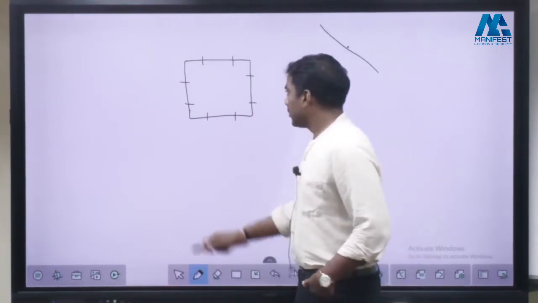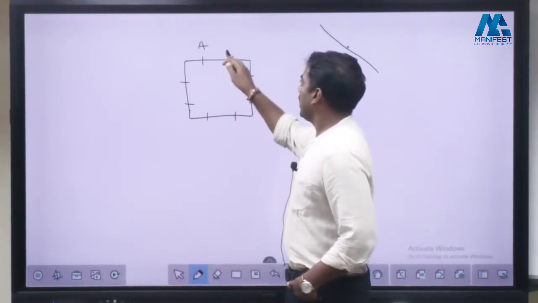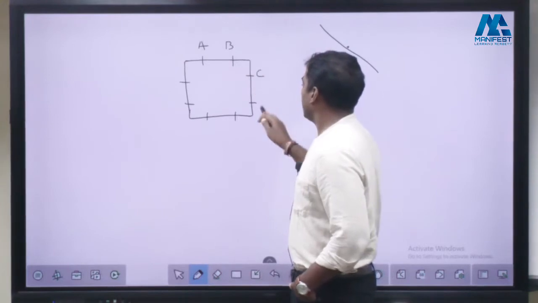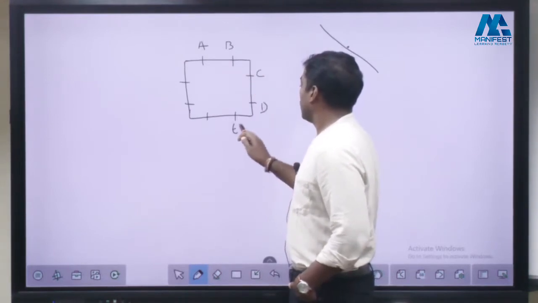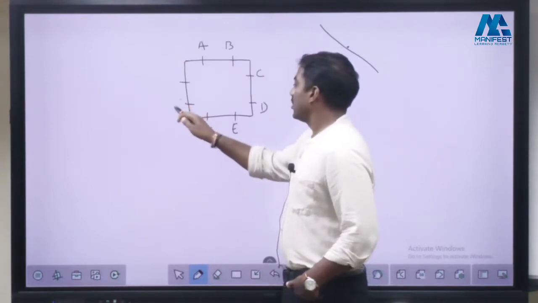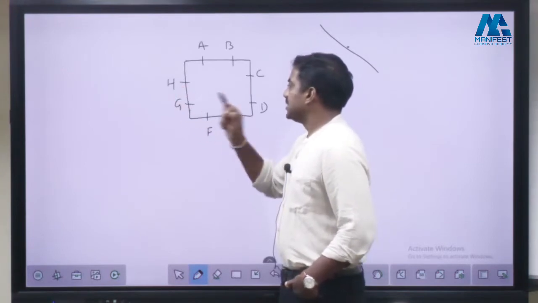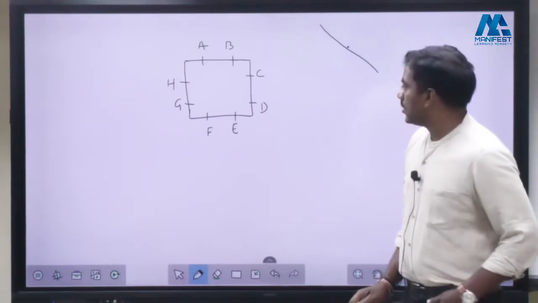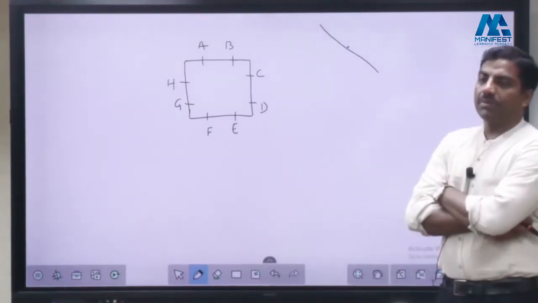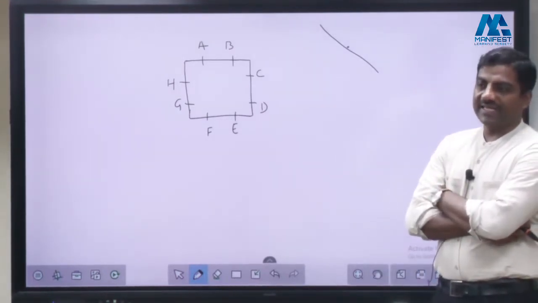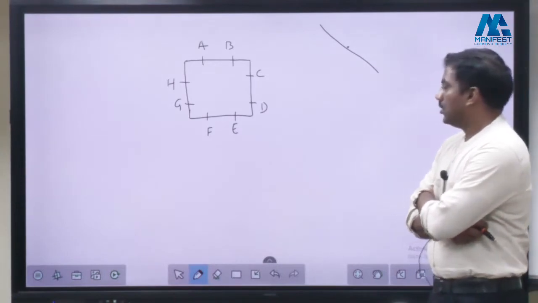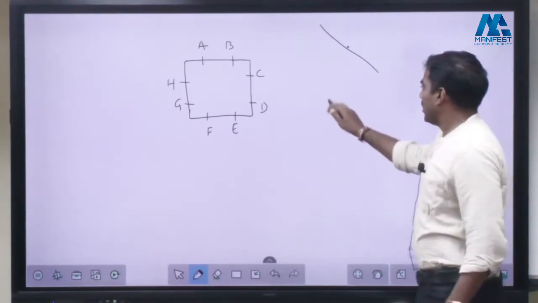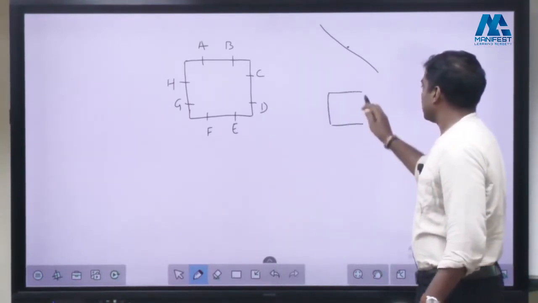Yeah, I'll mark a few: A, B, C, D, E, F, G and H. Two people on each side. Okay. And another example I'll draw.